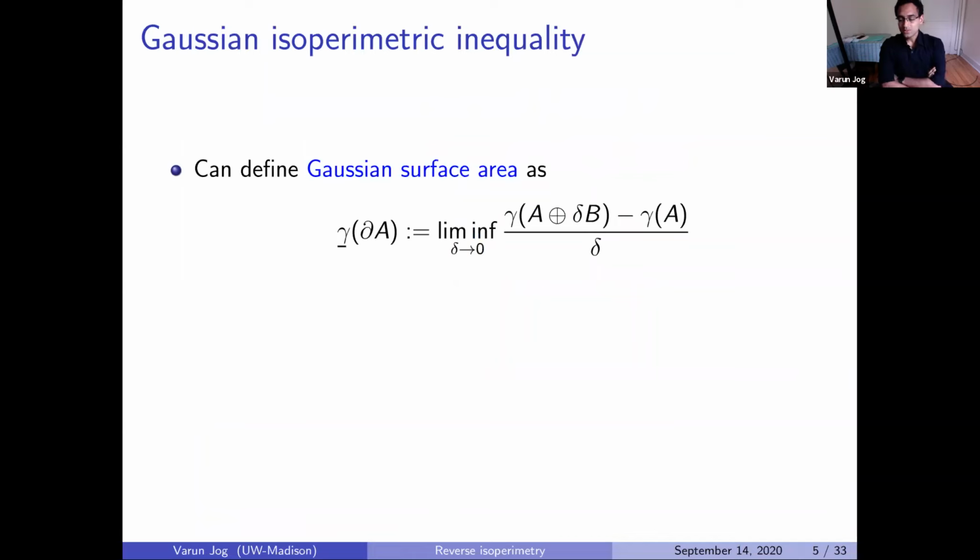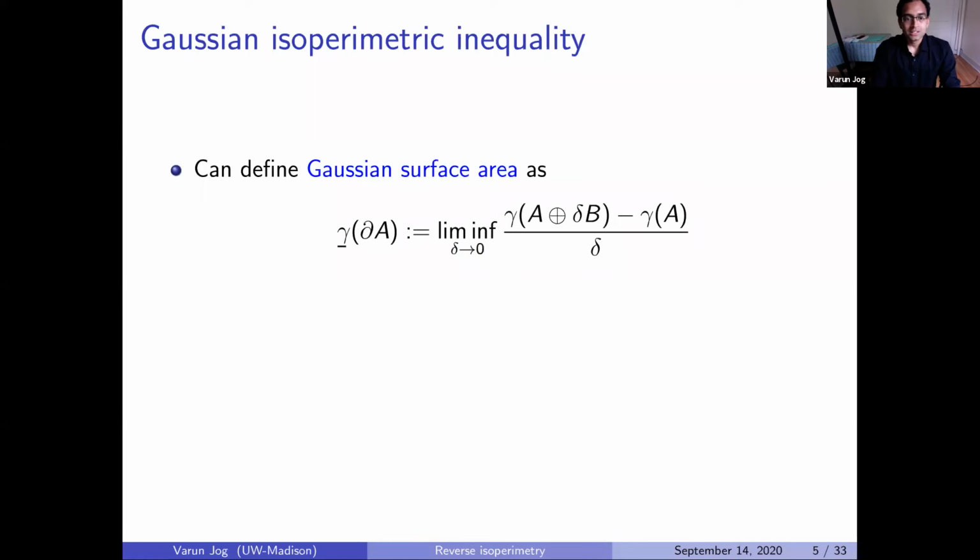Once you have the notion of isoperimetric inequality, you can go beyond the Lebesgue measure and ask whether you also have similar inequalities for, let's say, the Gaussian measure. The Gaussian volume is defined just as the measure of the set under the Gaussian measure. The Gaussian surface area is defined as shown on the slide. It is basically identical to the earlier definition, except the Lebesgue measure has been replaced by the Gaussian measure, gamma.